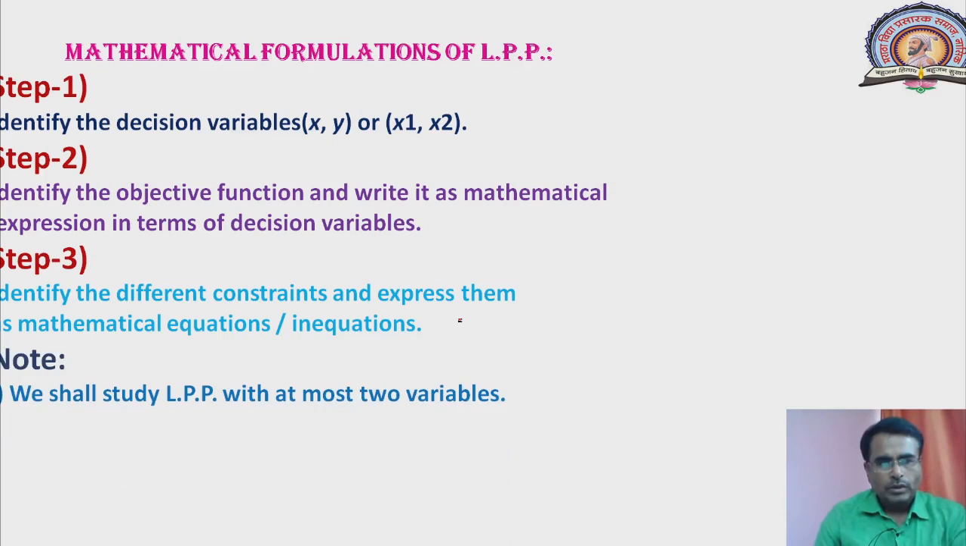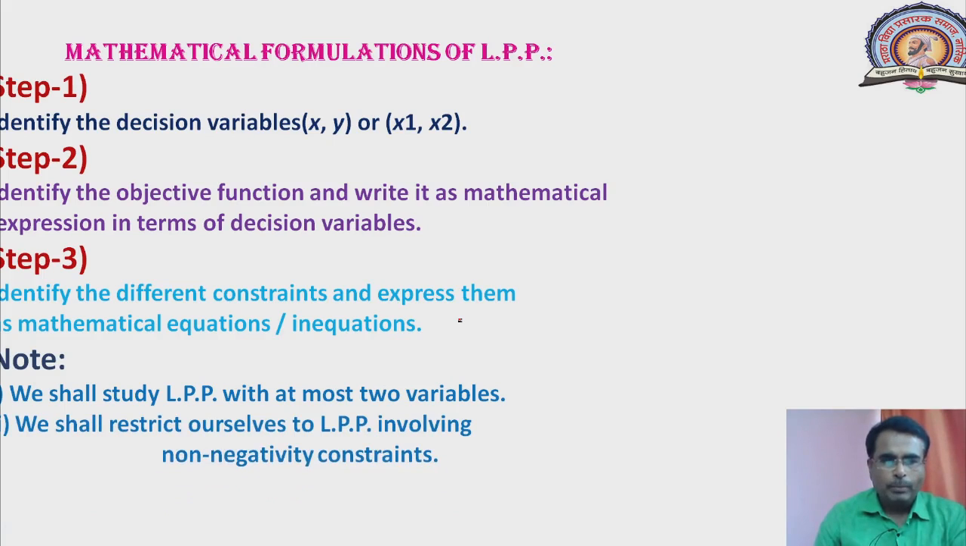While doing this, we have to note these two important things. We shall study a linear programming problem with at most two variables. That is, we want to concentrate here on problems with only two variables, and we are restricting ourselves to an LPP involving non-negativity constraints or non-negativity restrictions. These are the two important facts that we have to remember while considering formulation of linear programming problems. So let us start with some examples from exercise 7.3.